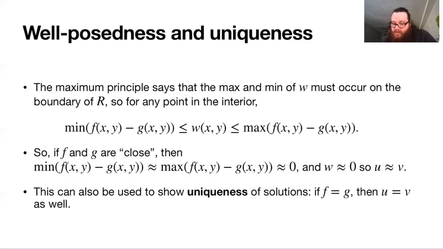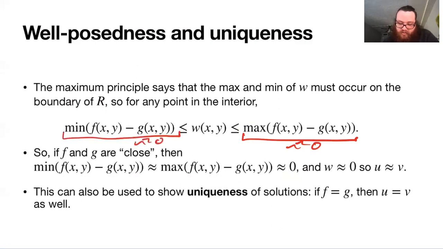Okay. So what that tells us then is that, if this is close to 0 because F and G are close, and this is close to 0 because F and G are close, then whatever W is, it's bounded below by something close to 0, and it's bounded above by something close to 0. So W itself should be approximately 0.